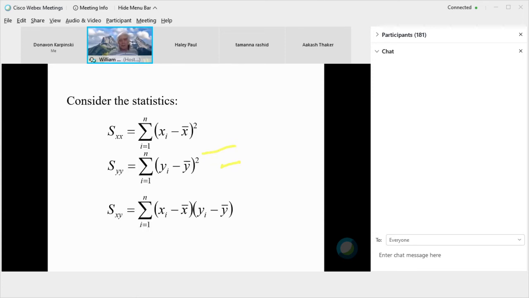Consider the following three statistics. This takes xi minus x bar, squares that, and sums that from i equals 1 to n. That's used to measure the variability in x's. If I divide that by n minus 1, I get the sample variance for the x's. Take the square root, I get the sample standard deviation. The next quantity is the sum of yi minus y bar squared. The last quantity is used for measuring the nature of the relationship between xi and yi.